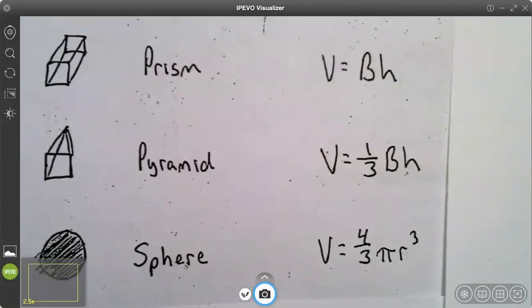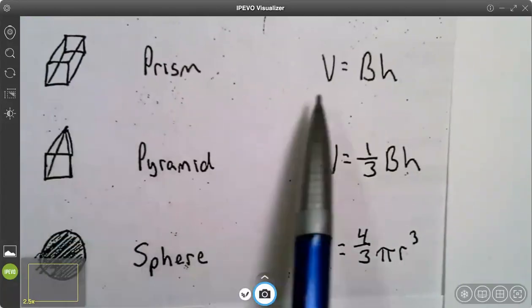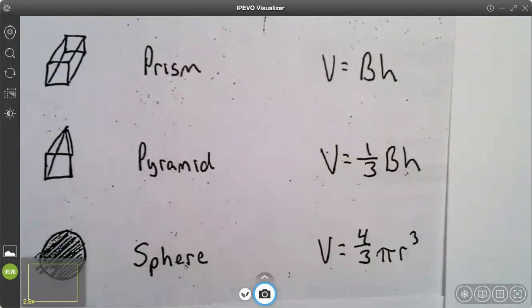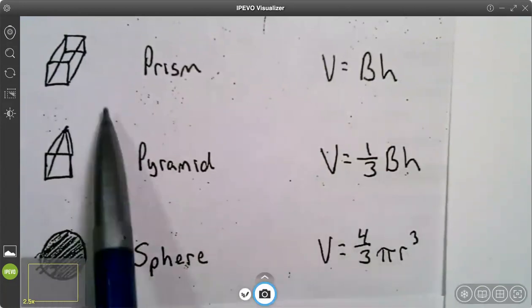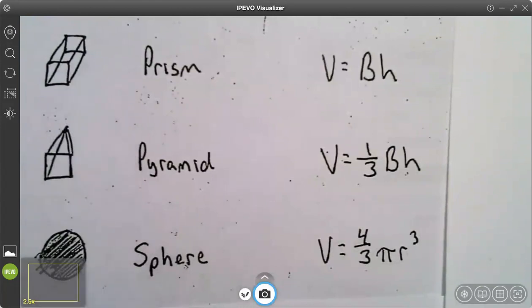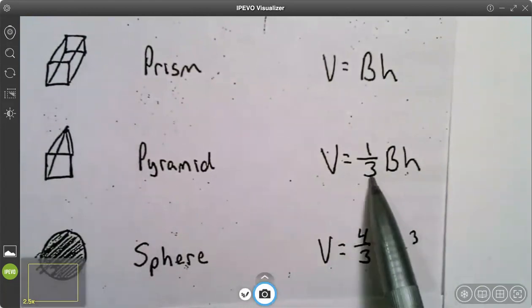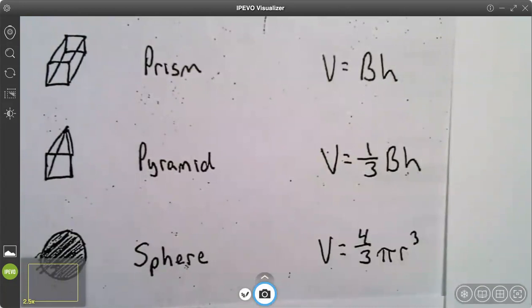Now let's go back to our formula sheet. So prism volume is big BH. That's easy for me to remember. Pyramid is 1/3 the volume of a prism with the exact same size base. So a pyramid is 1/3 big BH. That's easy for me to remember.